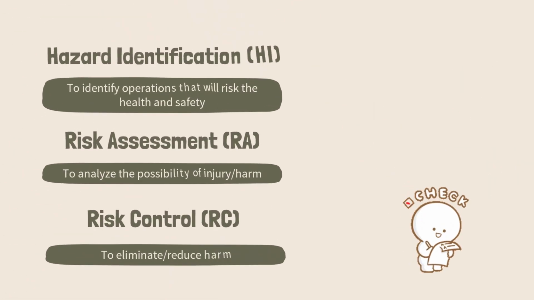HIRARC is hazard identification, risk assessment, and risk control. The purpose of hazard identification is to highlight critical operations or tasks which will risk the health and safety of employees. Risk assessment is to analyze the possibility of injury or harm if exposed to a hazard. Risk control is a measure that eliminates or reduces the harm to a person if exposed to a hazard.